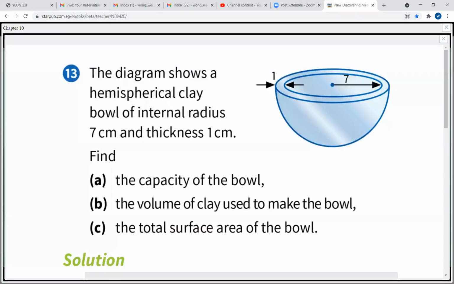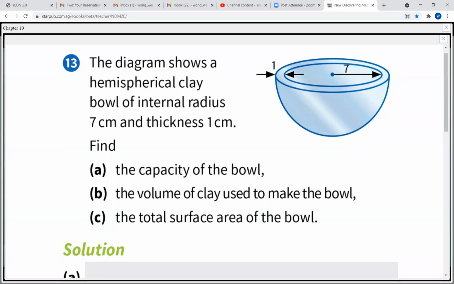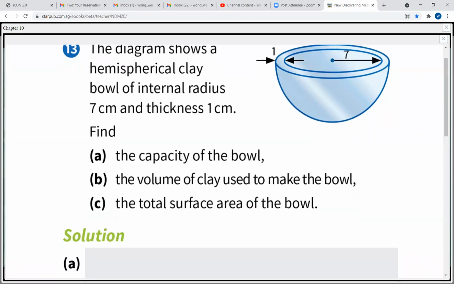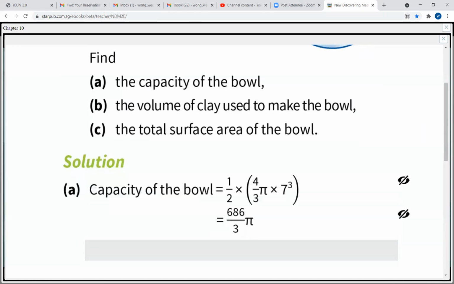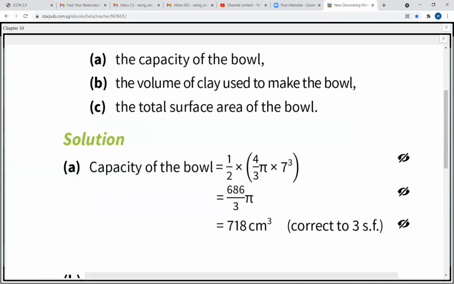So we've got a hemispherical clay bowl. Internal radius 7 cm, thickness 1 cm. Find the capacity. So capacity will be half of the volume of a sphere. Which sphere? Capacity means the amount of fluid you can put into this container. So we're talking about the volume of the internal hemisphere. So we should be using radius as 7. So half times 4 pi r cube, 718.